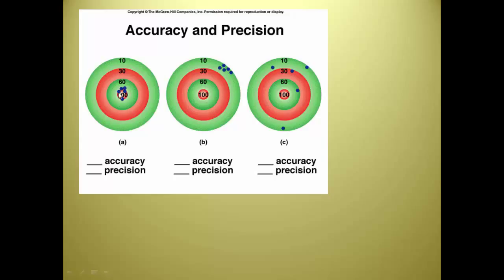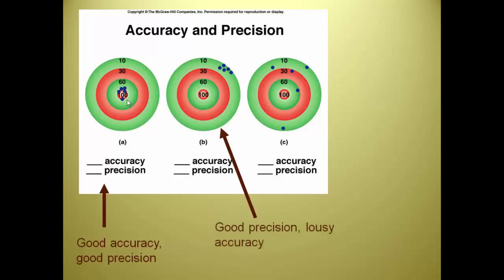So another example, is this one accurate or precise? Well, it's all close to 100, so that's accurate. They're all grouped together, so that's precise. How about this next one? Well, it doesn't look very accurate. They're all far away from the bullseye, but they're all grouped together, so we're going to talk about good precision but lousy accuracy. And this final one you see is all over the place, not close to the bullseye at all. So it's got lousy accuracy and lousy precision.